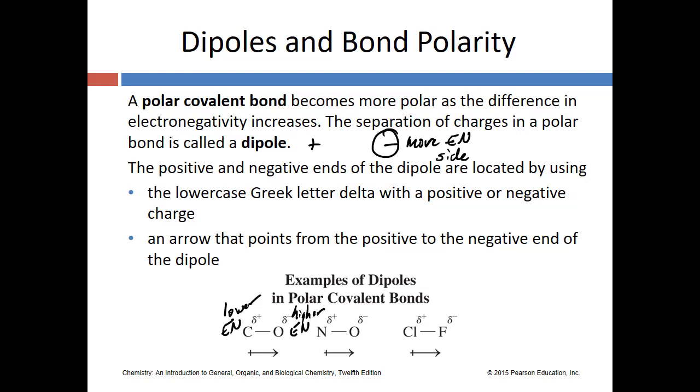The other way is to show it using arrows. This is actually the way I like doing it because I don't have to draw all those funny little deltas all over the place. The arrow points to the negative charge. And we usually put a little crosshairs on the end of the arrow there to indicate the positive side as well.